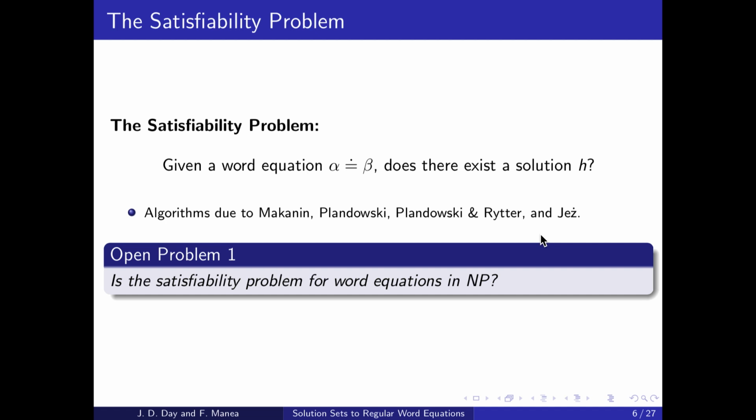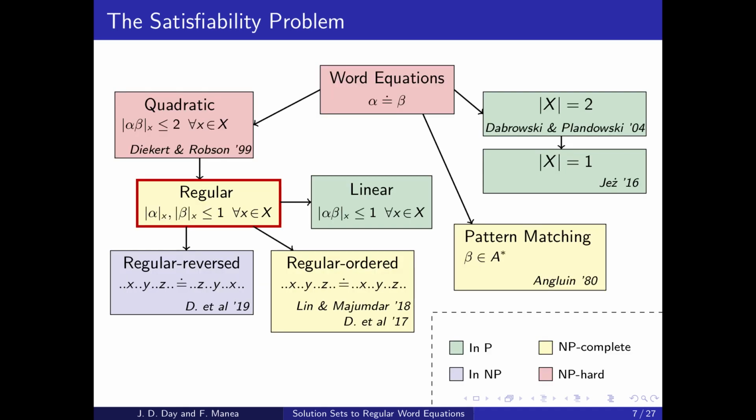It's relatively easy to see that the problem is NP hard via reductions to the pattern matching problem, which is known to be NP complete, or, for example, to integer programming, which you can do if you have only a single terminal symbol. Then the problem becomes an integer programming problem. But what remains open is whether or not the satisfiability problem is actually in NP, whether it's NP complete, or equivalently to settle the precise complexity of the satisfiability problem. This has remained open for a long time.